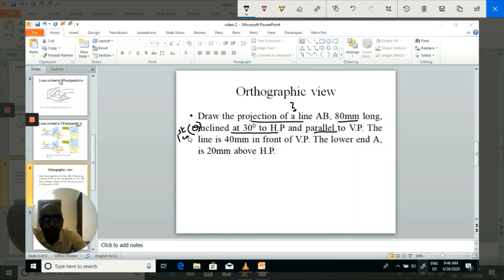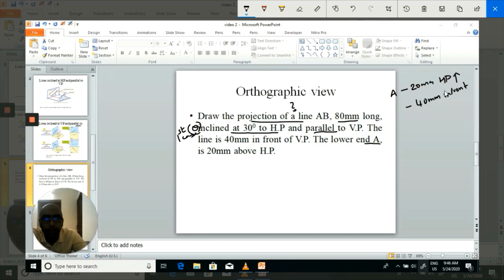Then it is given that the line is 40 mm in front of VP. The lower end A is 20 mm above HP. So the point here is point A of the line AB. It is 20 mm above HP, and it is 40 mm in front of VP.